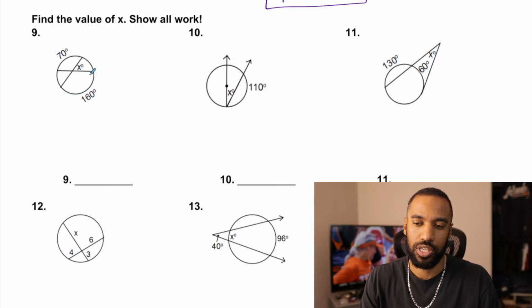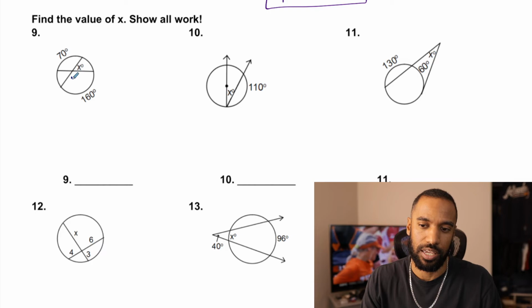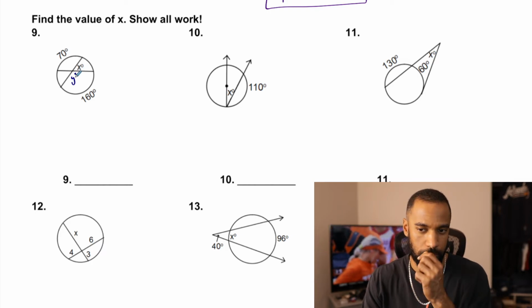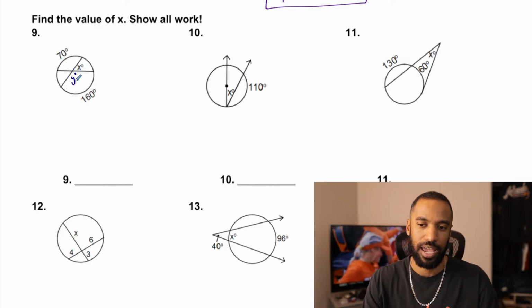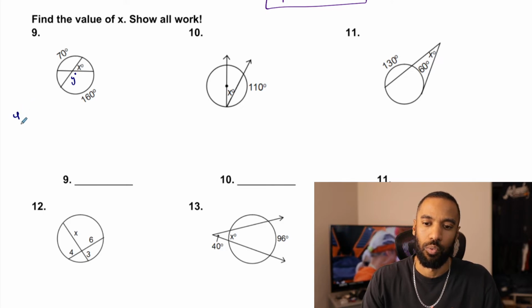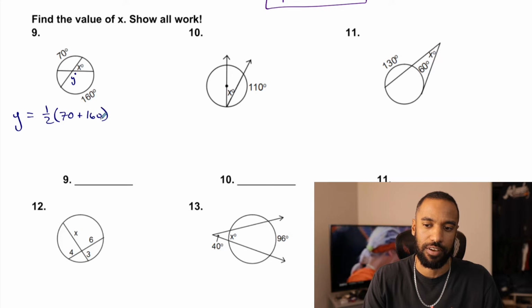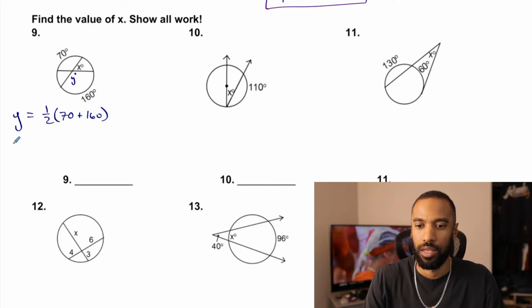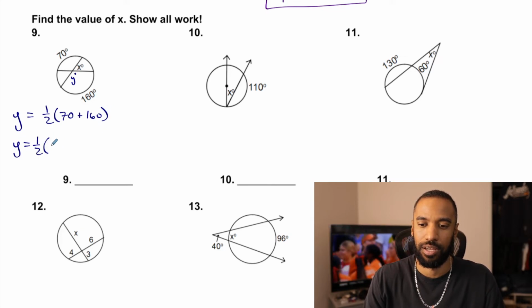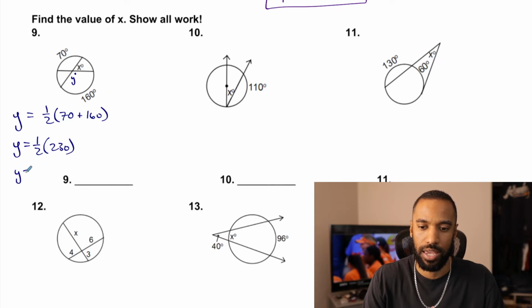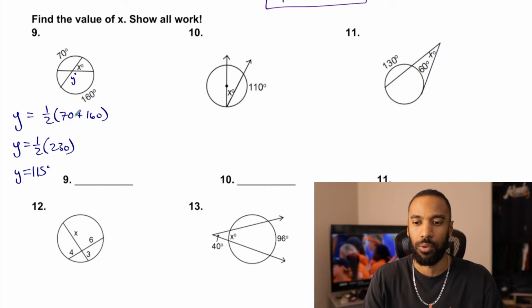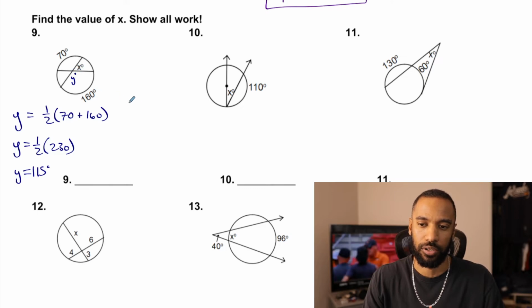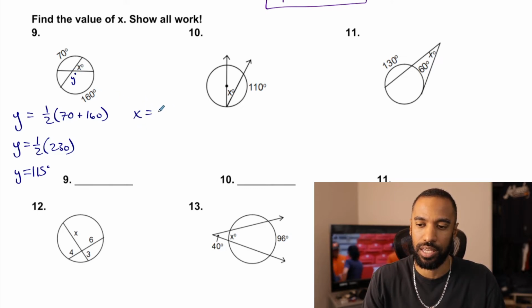We have some arcs that are measured right here, which means, if I label this y right here, there's a relationship between y and the 70 and 160. y is half of the sum of 70 and 160. If I said 360, I meant 160. So y is half of 230. y is 115 degrees. Now we need x. x and y are a linear pair here. x is 180 minus 115. x is 65 degrees.